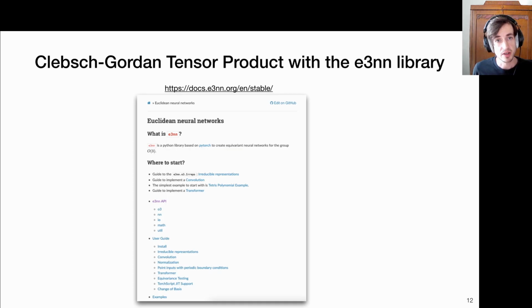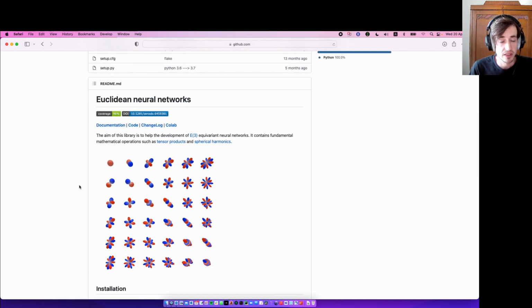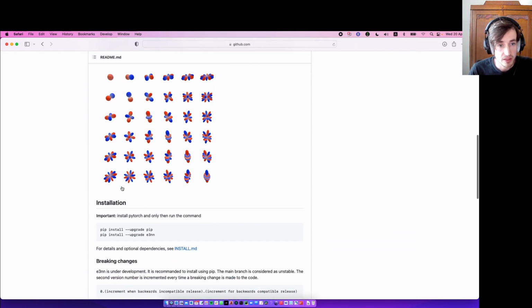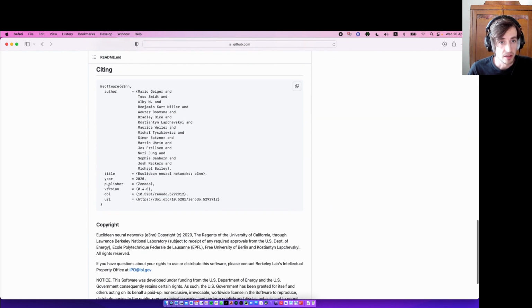Okay, and these tensor products are nicely coded up in this library called Euclidean neural networks, or E3NN. Many of the papers currently written are based on this very nice and convenient to use library. So let's have a quick look at what we can recognize in this library. Okay, so this is the main GitHub page. You see all these nice spherical harmonics rotating. There's this nice getting started. Definitely do this. It's a brilliant library.